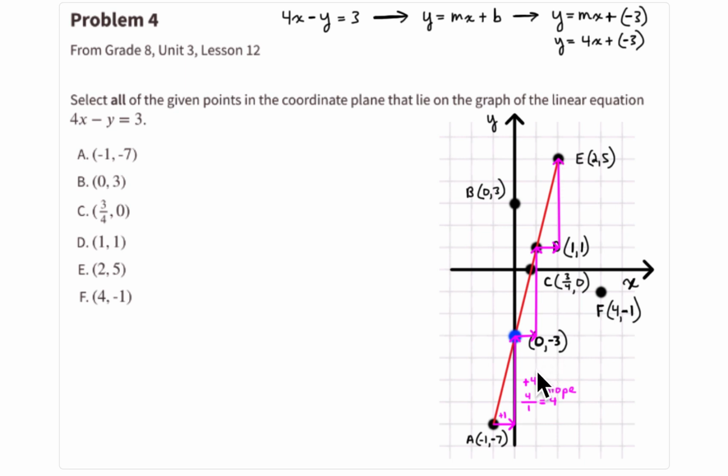So in each case, as you divide the change in the y direction by the change in the x direction, you get an answer of 4, which means for every single unit change in the x direction, there's a 4 unit change in the y direction. So it's 4 divided by 1. So the slope is 4. The equation for this line is y equals 4x plus -3.